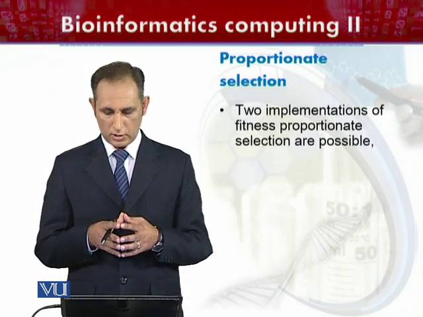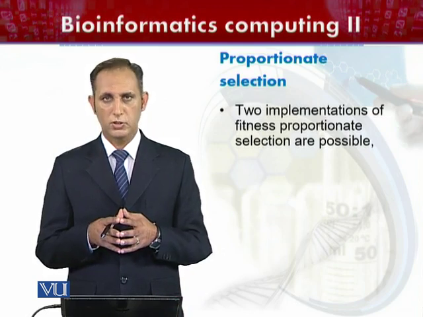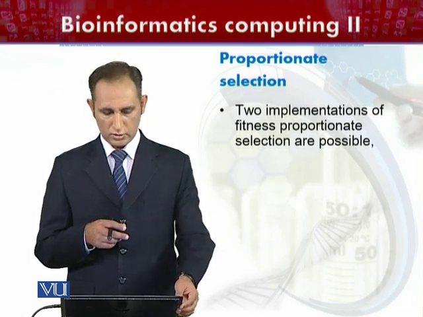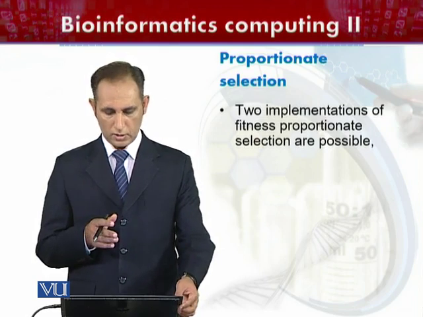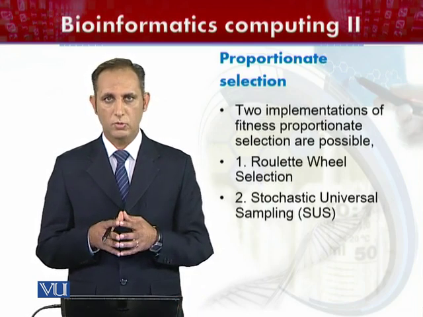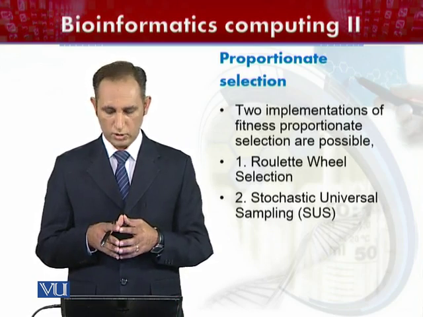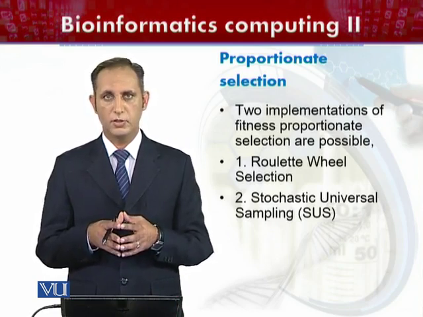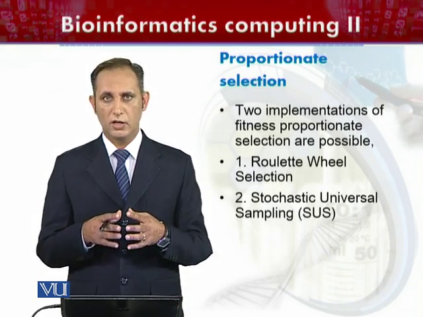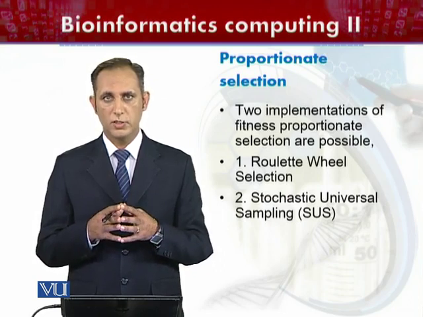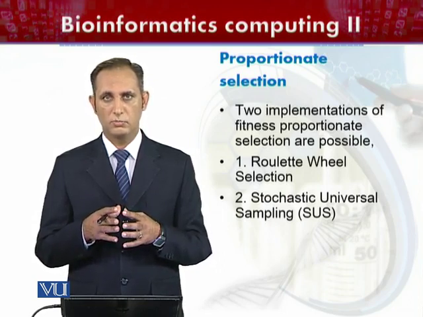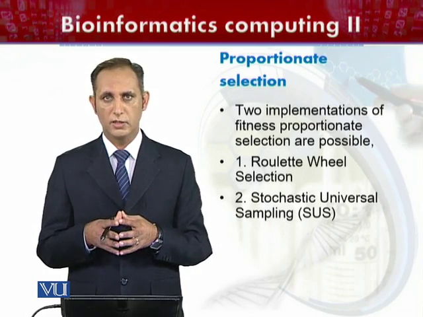There are two implementations of the fitness proportionate selection method. There are two most popular methods of this category. One is known as the roulette wheel selection method, and the other one is called stochastic universal sampling. So there are two variations of this method. Both of them are used universally, but the roulette wheel selection method is used more popularly than its counterpart.